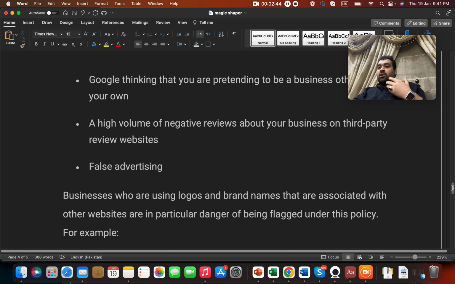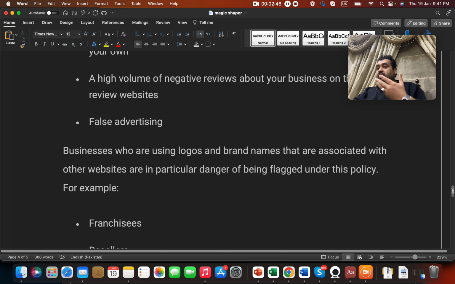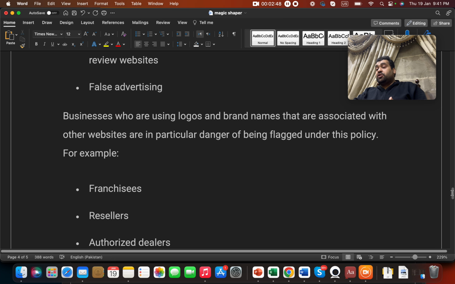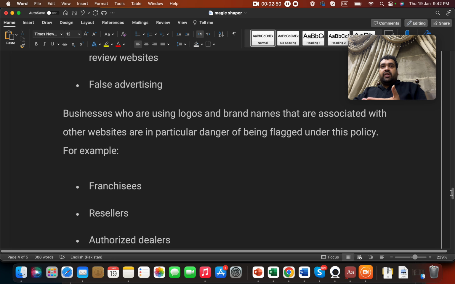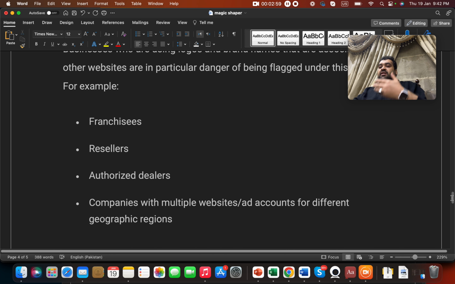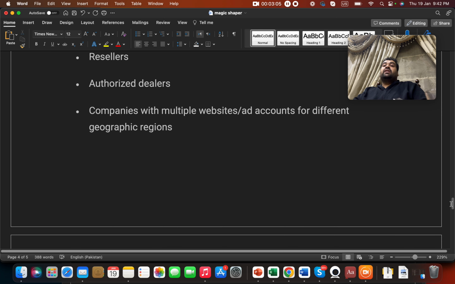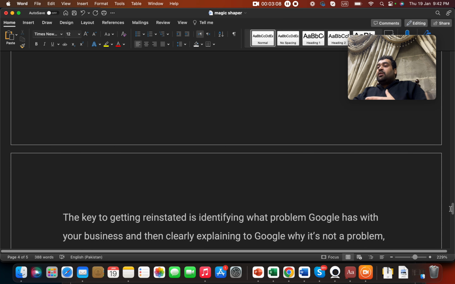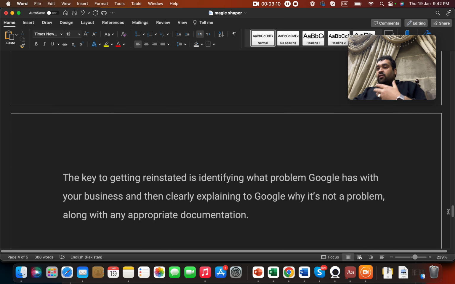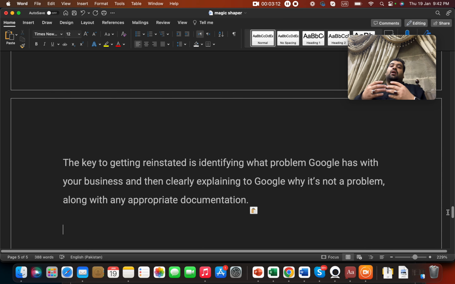Businesses who are using logos and brands that are associated with other websites are also in particular danger. As long as you are a franchise of someone's brand and you are authorized to use it, it's okay. But if you're not authorized to use it, it is a clear-cut violation. So franchises, resellers, authorized dealers, and companies with multiple websites or ads accounts for different geographic regions can also get this type of error. But the key is to identify the problem and get it solved, and we are helping in restoring your Google Ads account with such issues.